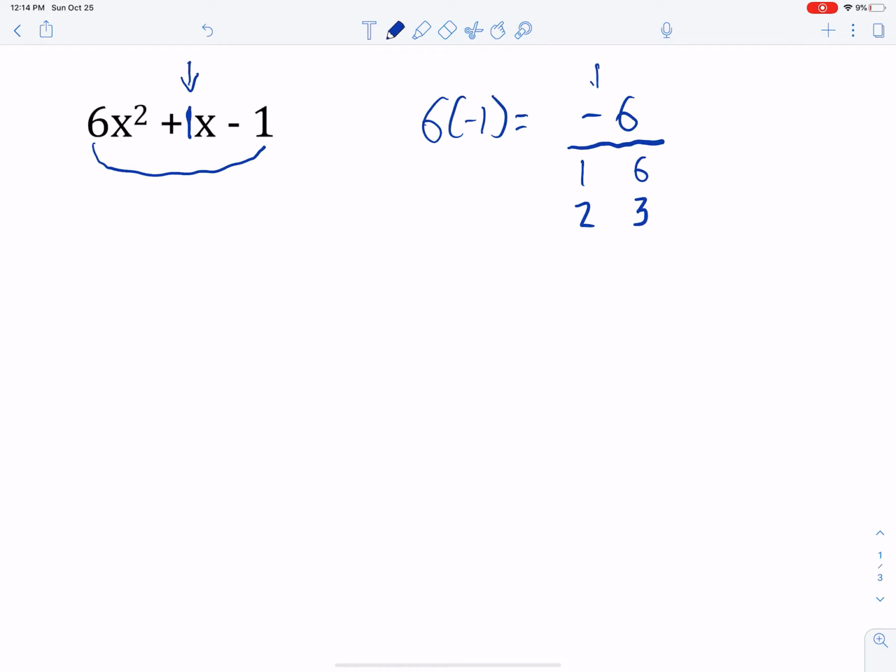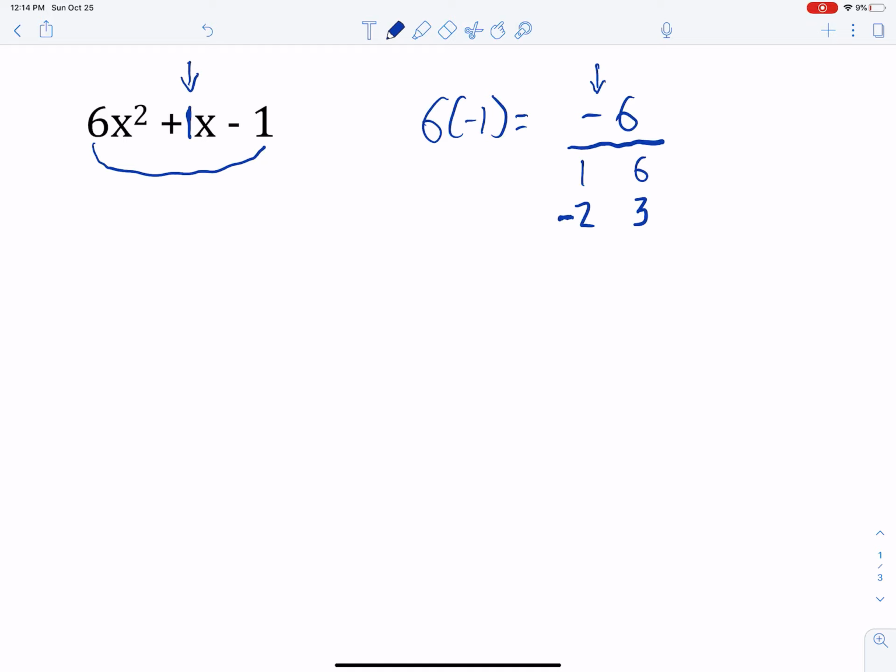And since it's a -6, I've got to put in a negative sign somewhere. Making it a -1 or a -6 wouldn't help the pair add up to 1. But if I put a negative in front of the 2, -2 times 3 is -6, and -2 plus 3 is +1, which is what I was looking for.